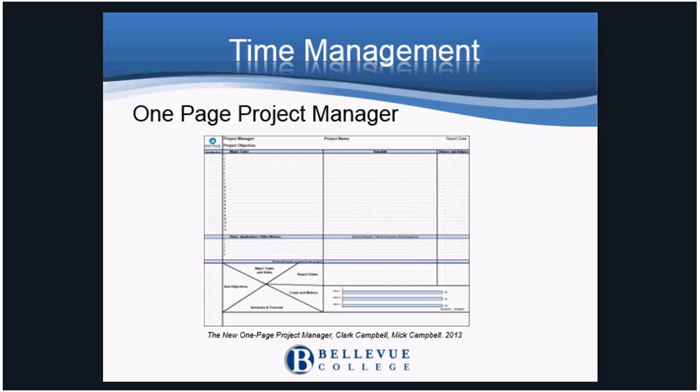One-Page Project Manager is a formatted Excel spreadsheet. Clark and Mick Campbell designed the format that is displayed and is described in the book, The New One-Page Project Manager. This is a great tool to track time management. The activity list is entered in the columns on the left, and the Gantt chart is created using conditional formatting for columns on the right. Each week, One-Page Project Manager is reviewed and updated with progress. The standard status colors, green, yellow, red, are used to track project progress.